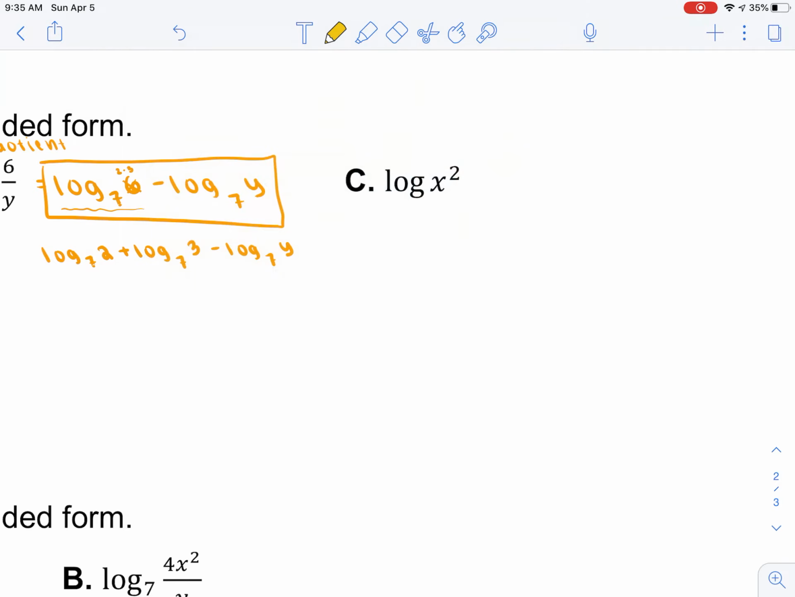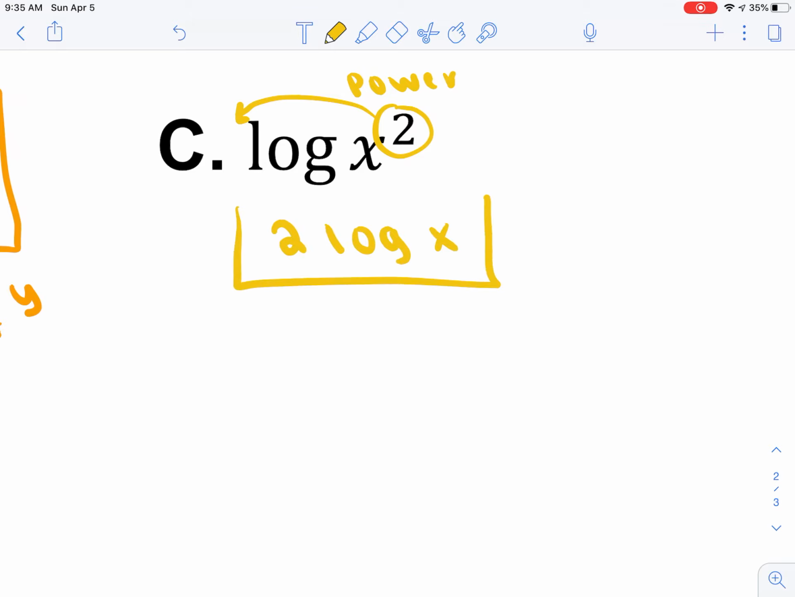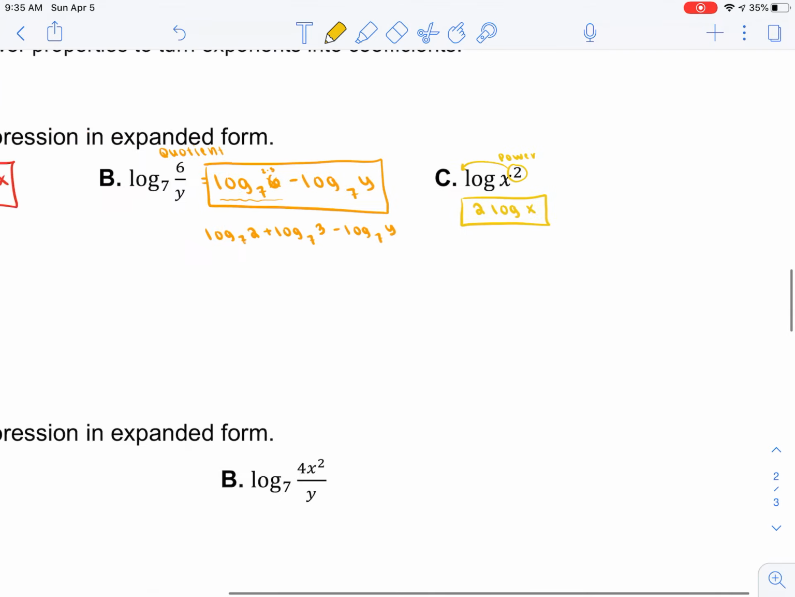Now for the final question in this set, you're going to see that there is a power on the log. Whenever you see a power, you can take that power, if it's on the argument, and move it to the front. So this is really 2 times log x.